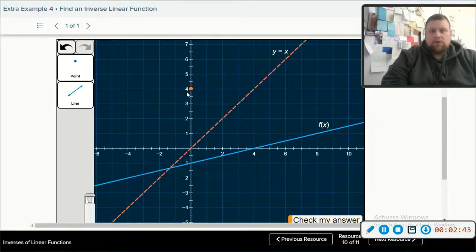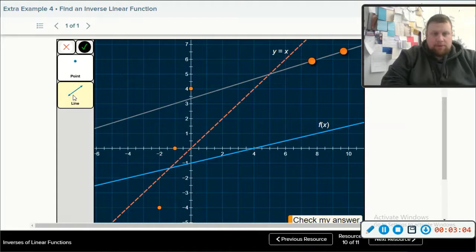And I know the slope's 4, so normally I'd go up 4 and over 1, but since I don't have an 8 up here, I'm going to go backwards, actually. Go down 4 and back 1. I might as well do it twice. Go down to negative 4 and back 1 to 2. Perfect. And then I'm just going to draw that line.